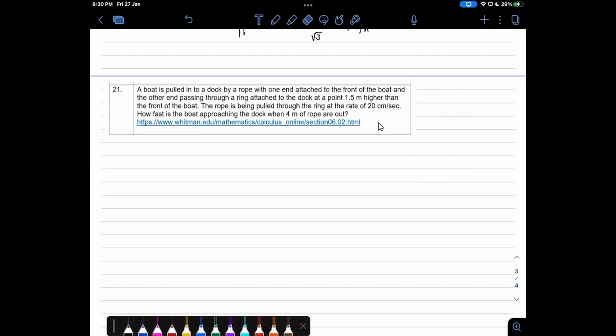Okay, good. A boat is put into a dock by a rope with one end attached to the front of the boat. So here is my boat. It is a rectangle. And the other end is passing through a ring attached to the dock at a point 1.5 meters higher than the front of the boat. You know what? I'm going to make my boat a bit simpler. This is my boat, just a horizontal line, heightless. Then there's a pier. I'll try to make it look nice. Not very nice, I can't draw. Something like this, got a plank like this. Can you visualize the pier?